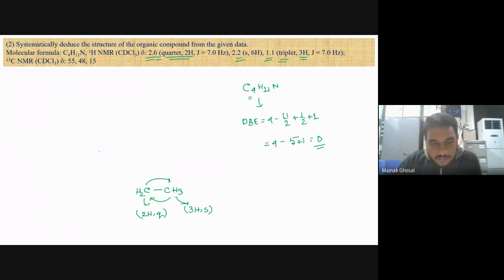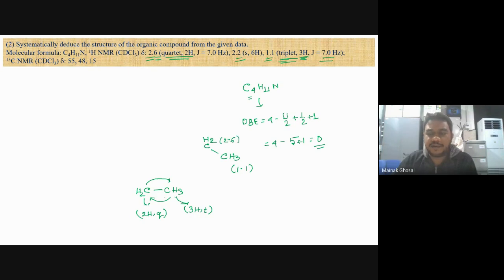Sorry, I said it totally wrong. This will be a triplet. Another is a 3 hydrogen triplet, which is present here, also with the same J value or same coupling constant. And you see this value is 1.1, this is 2.6. So you guess there should be this kind of group, CH3 CH2, could be present. So your CH3 is assigned at 1.1. What is the CH2? CH2 is 2.6.